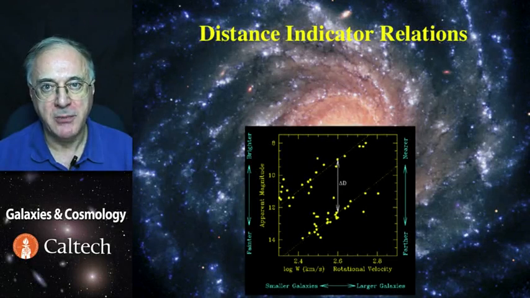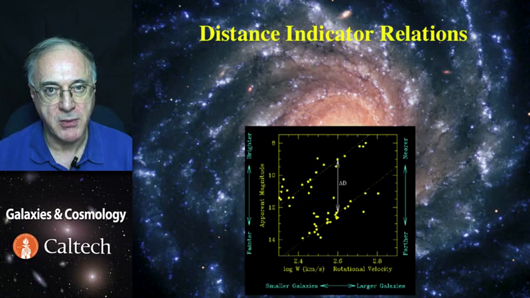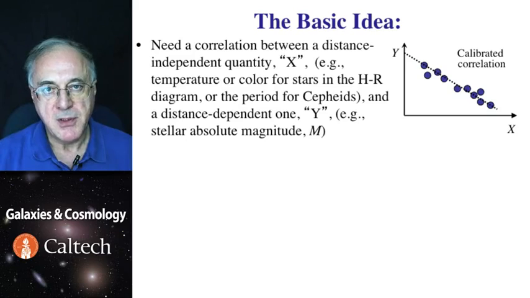Hello. Last time we saw how we can use various relationships to measure distances to stars or star clusters. Chief among them, relations between period and luminosity for pulsating variables like Cepheids, but also fitting of the main sequence for the star clusters. These are examples of a really more general idea of distance indicator relations, so let's just recap what that really means.